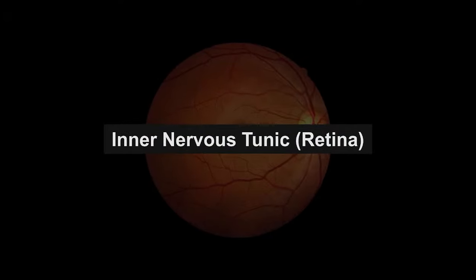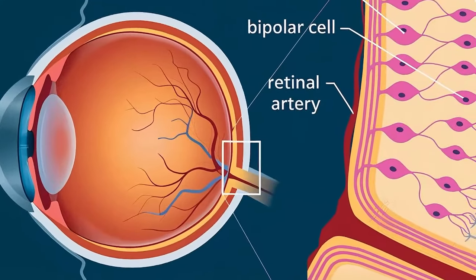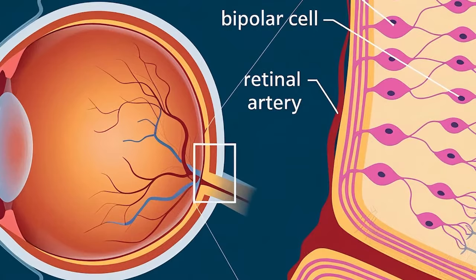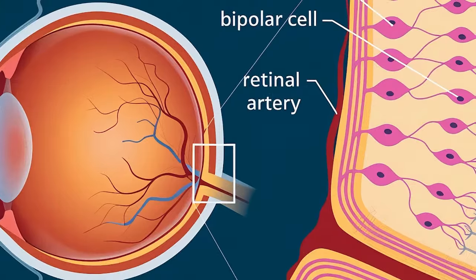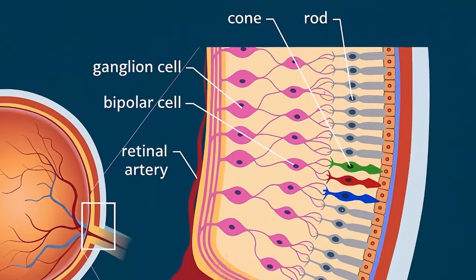Inner nervous tunic, retina. The innermost layer of the eye is the retina, a complex, light-sensitive tissue where visual processing begins. It contains photoreceptor cells known as rods and cones. Rods are highly sensitive to light and facilitate vision in dim conditions, while cones are responsible for detecting color and providing high visual acuity in bright light.